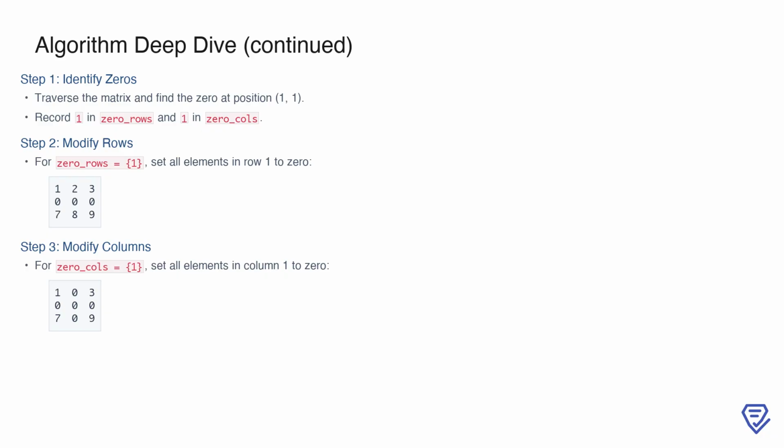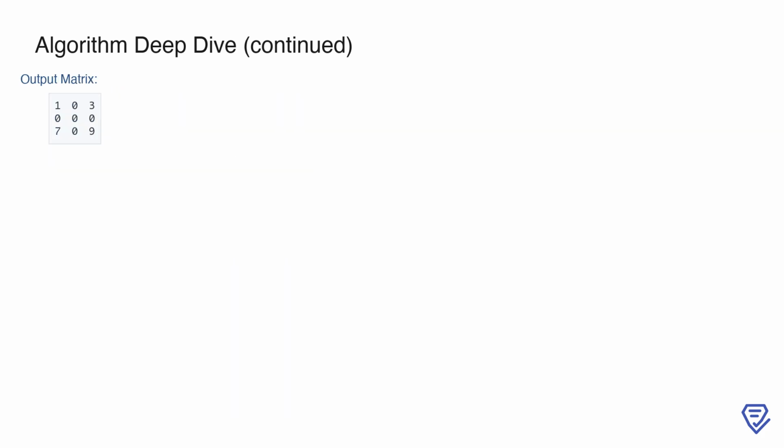After modifying the rows, we move on to the columns. For zero_cols equals 1, we set all elements in column 1 to 0, transforming the matrix into 1, 0, 3, 0, 0, 0, 7, 0, 9. At this point, the algorithm has completed all required modifications. Finally, the output matrix is 1, 0, 3, 0, 0, 0, 7, 0, 9.